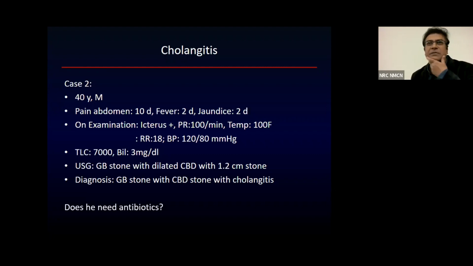I can see some gastroenterology residents also. Okay. Antibiotics? No antibiotics.